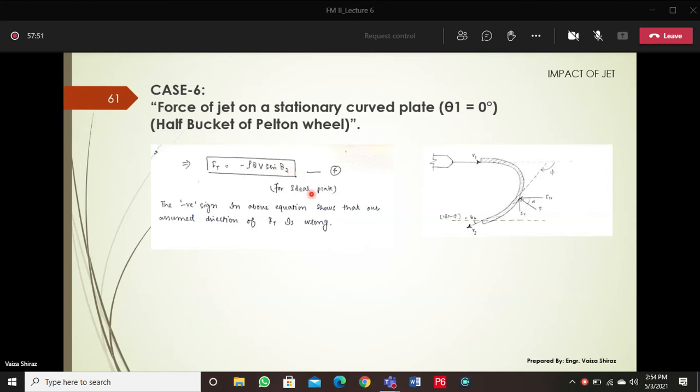Negative sign indicates that the assumed direction is not correct. It is opposite to what you assumed. These are your equations for Fn and Ft. Also, F can be found out by finding the resultant of these two, and alpha is tangent inverse of Ft over Fn. Okay.